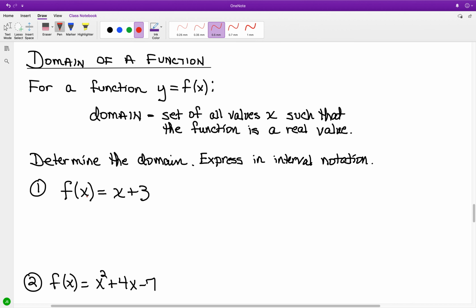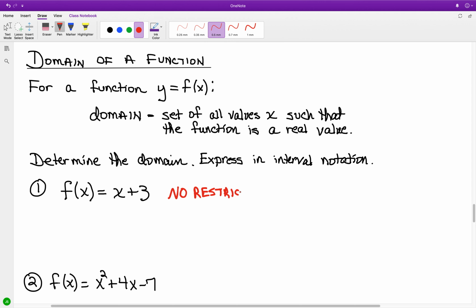Now, at the start, the first case is f of x equals x plus 3, and here we have a linear function. If you notice, we don't have a fraction or an even root radical, and again we are sticking to the real number system. For f of x equals x plus 3, you can plug in anything for x, whether it's 0, negative, or positive. So for this particular function, we don't have any restrictions.